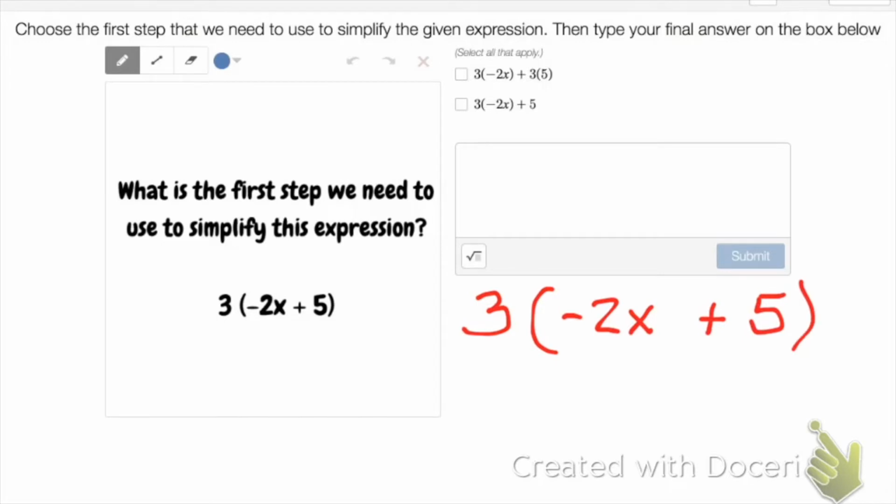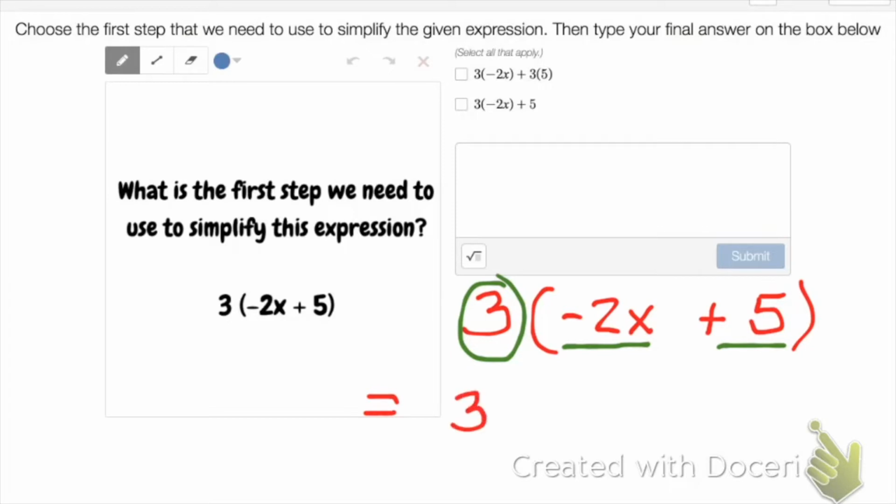The outside number we have is 3. So let's circle 3. Inside the parenthesis we have two terms. We have negative 2x and we have 5. So let's start to use the distribution.